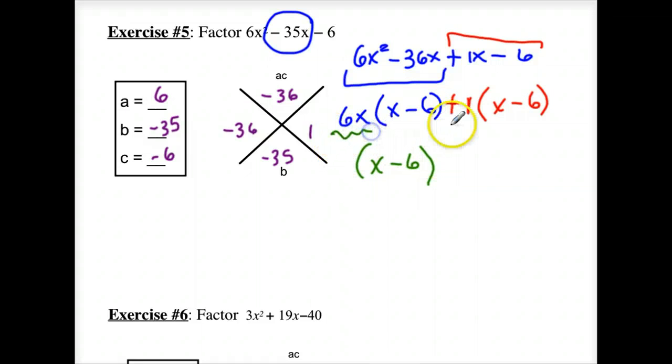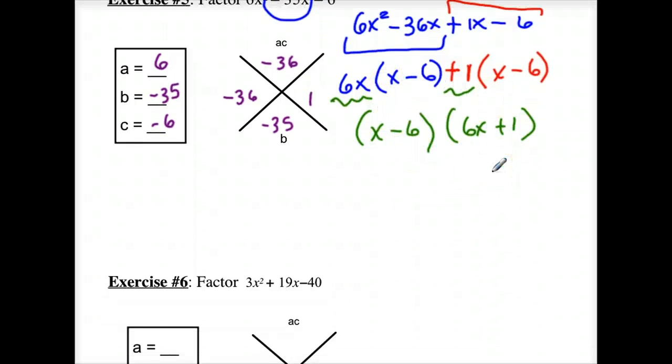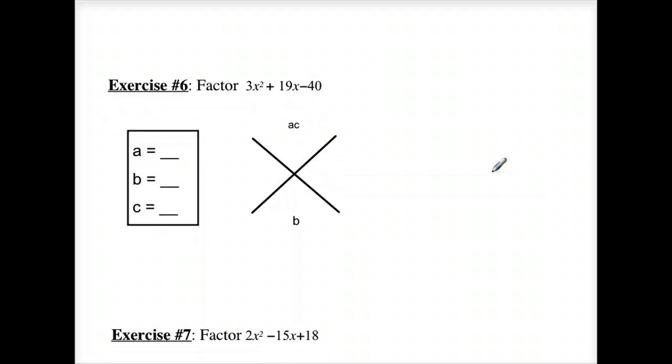See these two things that are outside that we factored? What we're going to do is give them a parentheses by themselves. So all I did was take the 6x and the plus 1, that's why we need a sign, and put it into a parentheses by itself. And here you go. That's all I need to do. Let's try one more.